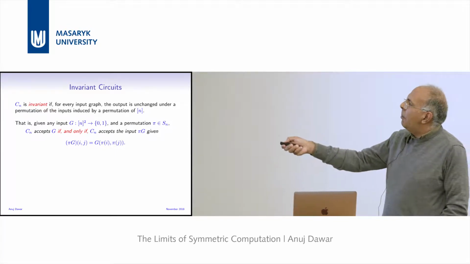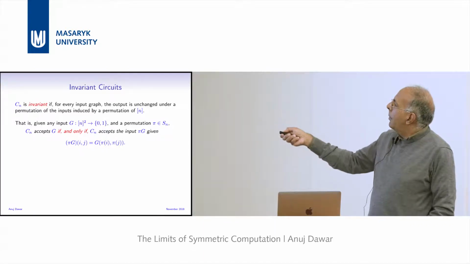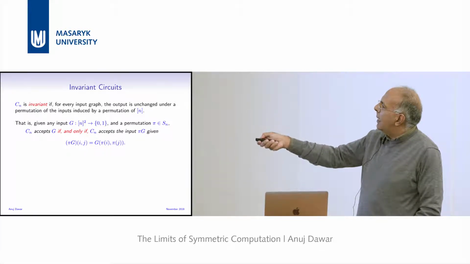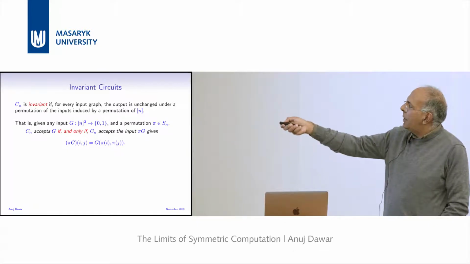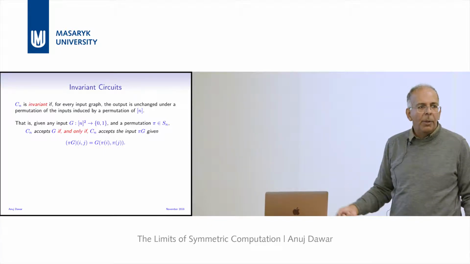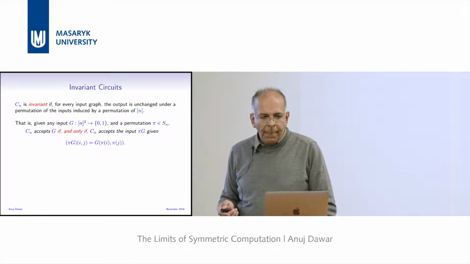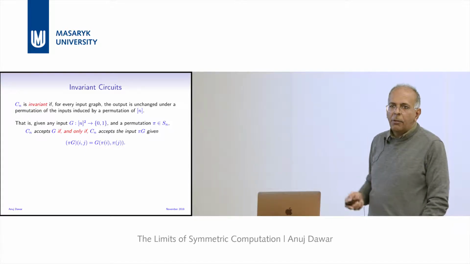So in other words, the input is some function, the graph, which maps the potential edges to 0, 1. We take a permutation of n and apply it to the inputs in the sense that we define πg to be the function which takes a pair ij to g of πi, πj. That's what it means to apply the permutation of n to the n squared possible inputs. And we say the circuit is invariant if it accepts g if and only if it accepts πg for any permutation π.